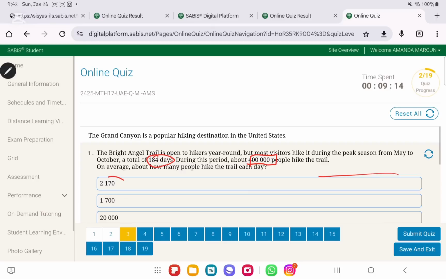Very simply, you're gonna take the total amount of people that hiked during this period, which is 400,000, and you are going to divide it by the number of days, divided by 184.